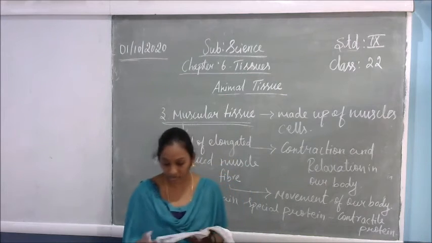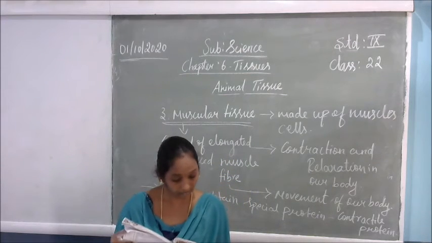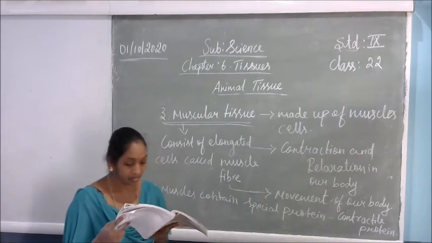Take out the page numbers 76 and 77, muscular tissues.